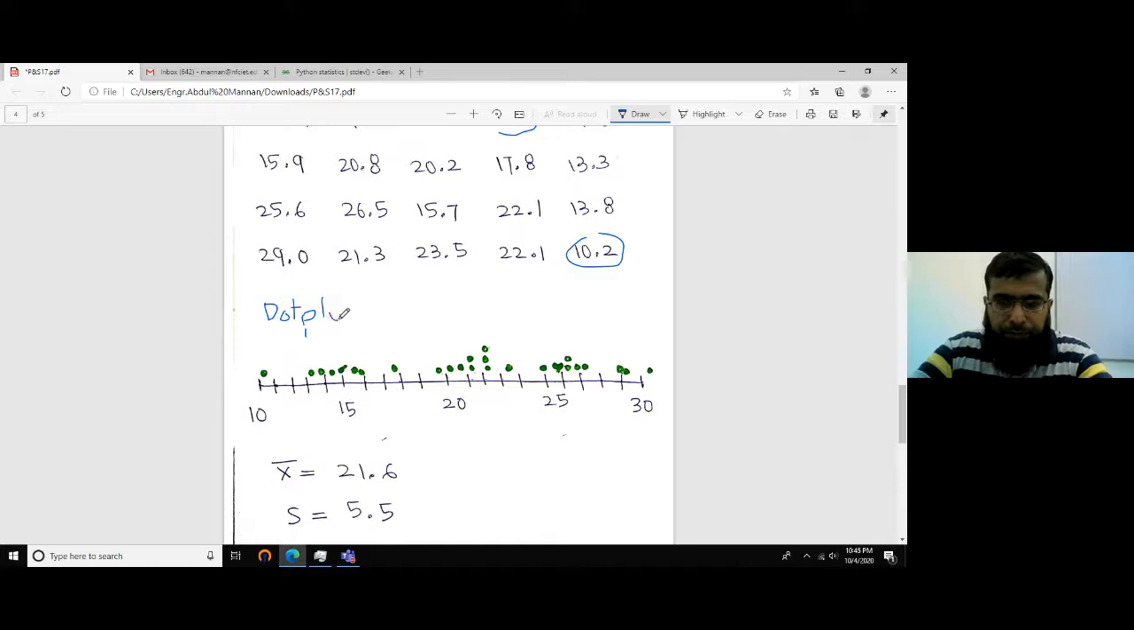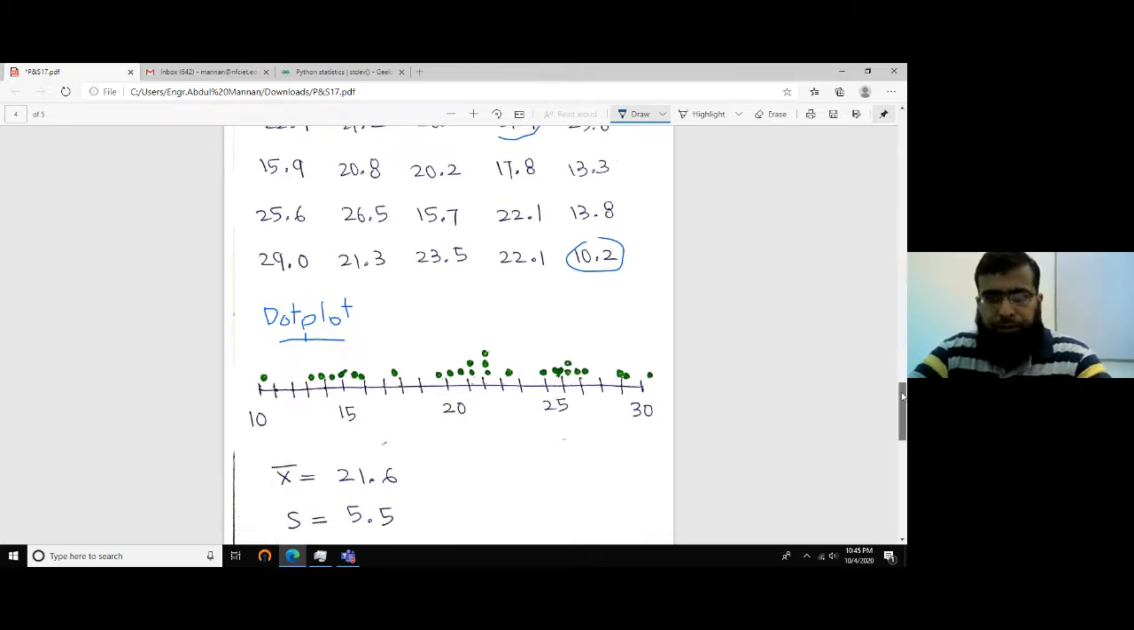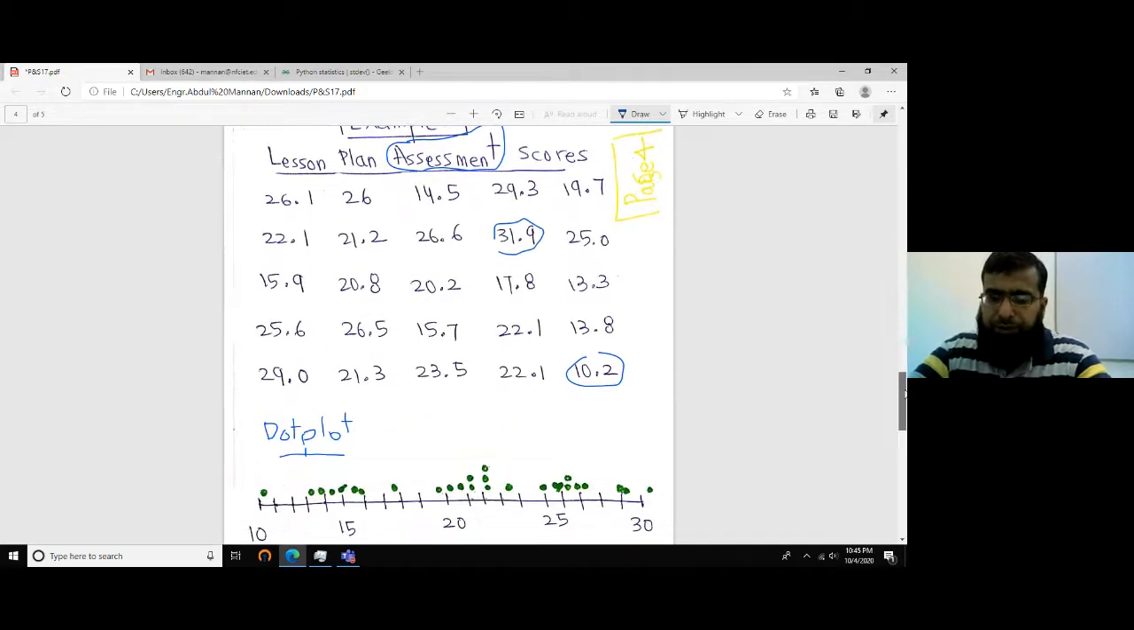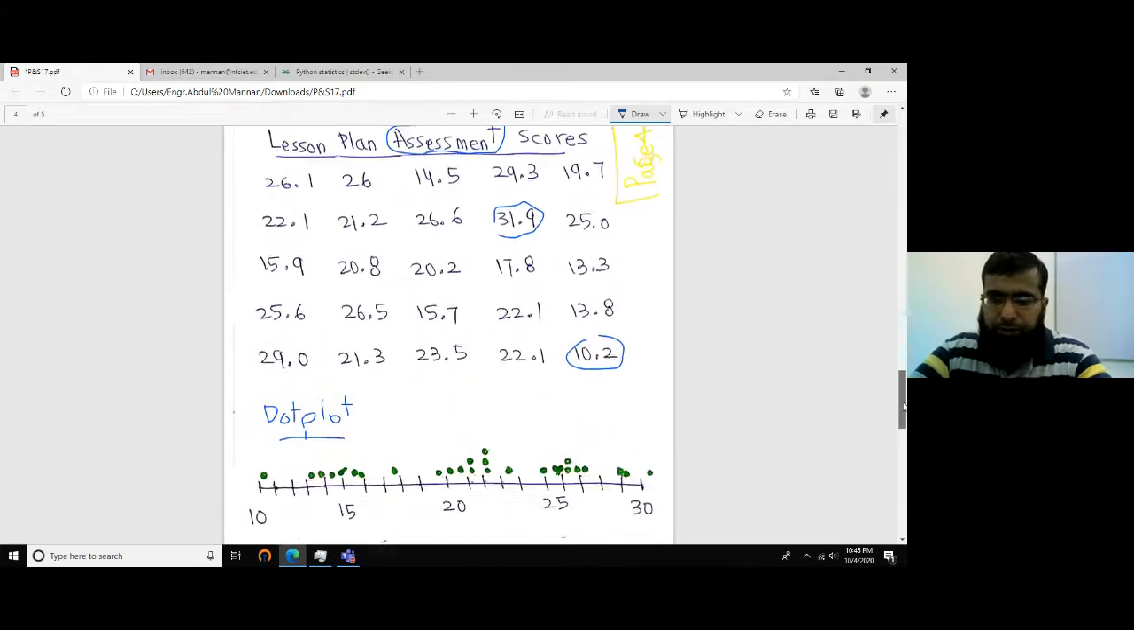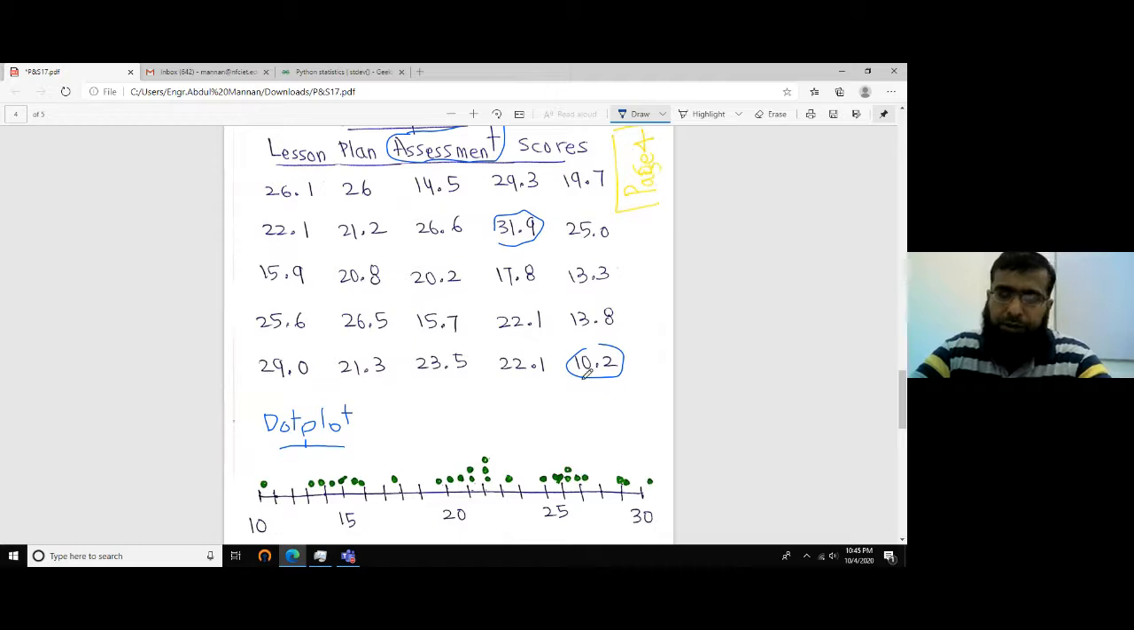It's a dot plot having all these 25 numbers: the assessment scores earned by 25 lesson plans from different teachers. So this is the dot plot, and you can use the techniques, the formulas we have studied in the last couple of lectures for mean and variance.